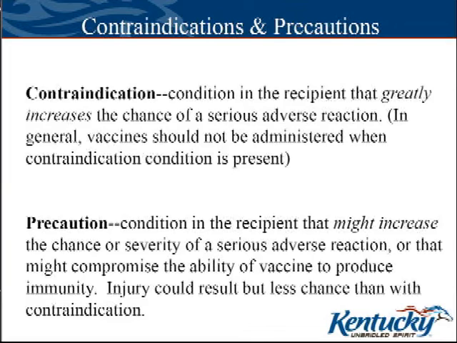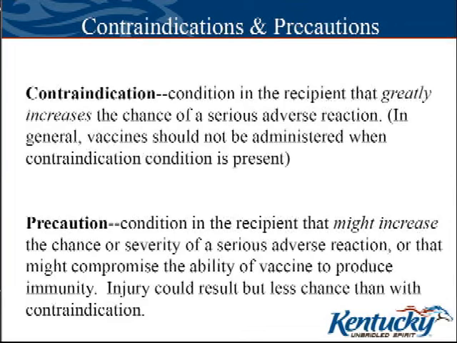Okay, contraindications and precautions. A contraindication is when a person comes in who you're wanting to immunize and they have a condition that greatly increases the chance of them having a serious adverse reaction or side effect. A precaution is a condition in the recipient that might increase the chance of them having a serious adverse reaction or side effect. An example of a contraindication would be someone who has an allergy to a vaccine component, or they had an allergic reaction to a previous dose of vaccine that they received.